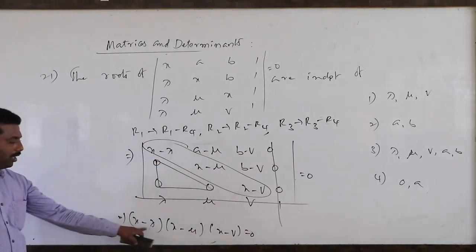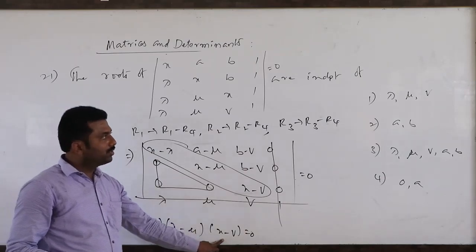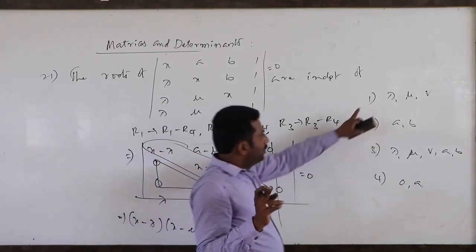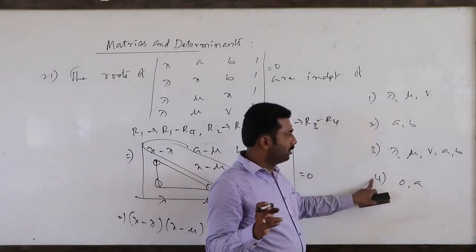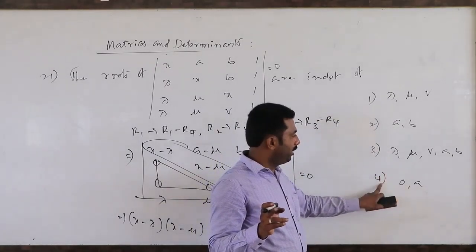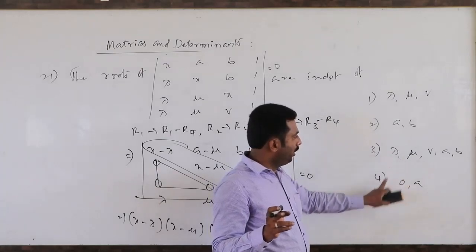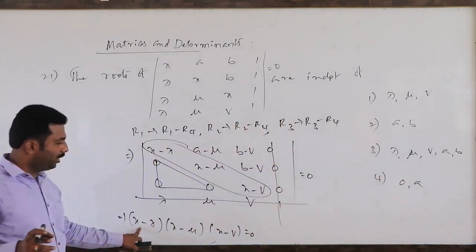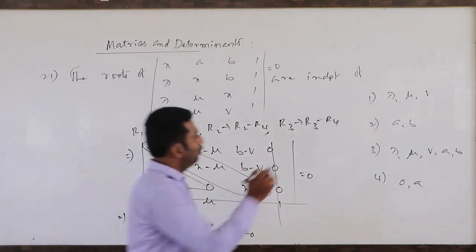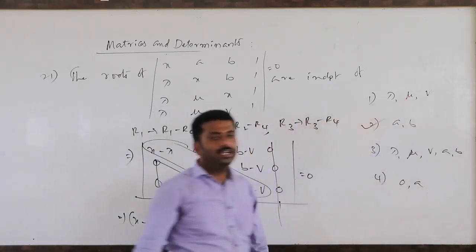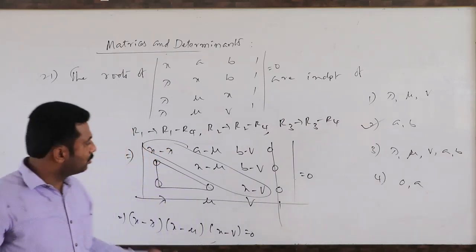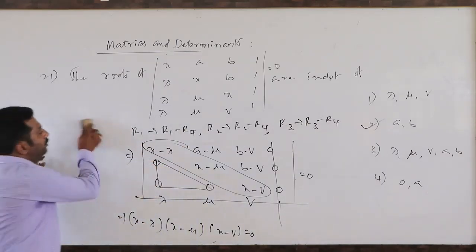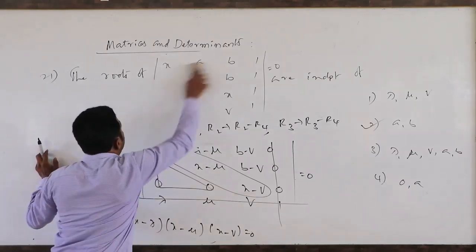So the x values are lambda, mu, v, which depend on lambda, mu, v. So you remember, these are not correct options. The roots are independent of a, b, since there is no a, b here, so which option can we give? Exactly, a comma b. So these are the roots which are independent of a, b. This is the 21st question.